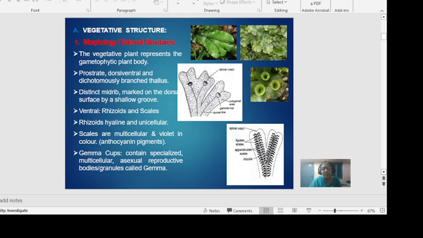Regarding the vegetative structure and external features, the vegetative plant body is a gametophytic thallus, which is prostrate, dorsiventral and dichotomously branched, with a distinct midrib on the dorsal surface with a shallow groove. On the ventral surface are present the rhizoids and the scales. The rhizoids are unicellular and hyaline, and the scales are multicellular and violet in color. Gemma cups contain specialized multicellular asexual reproductive bodies called the gemmae.